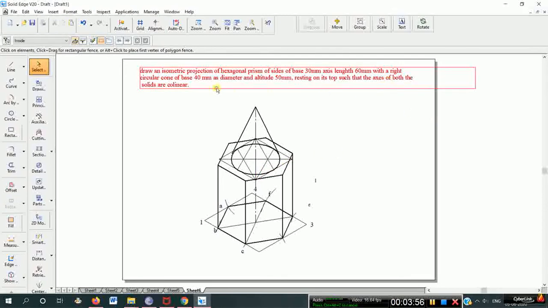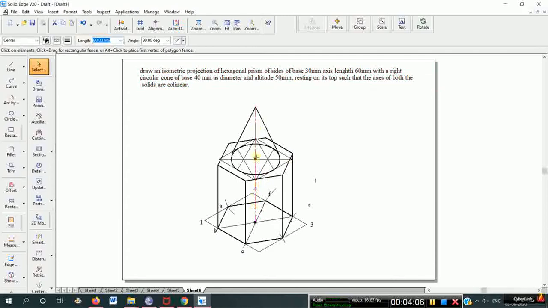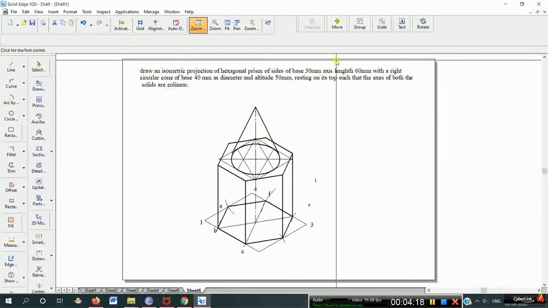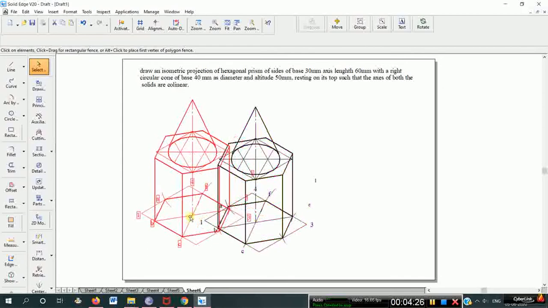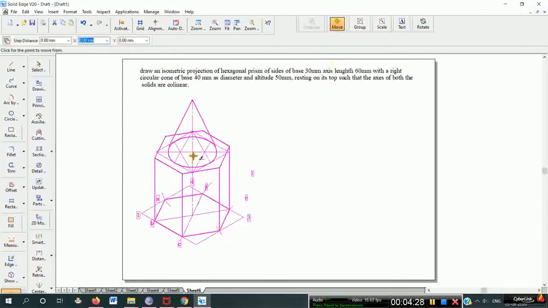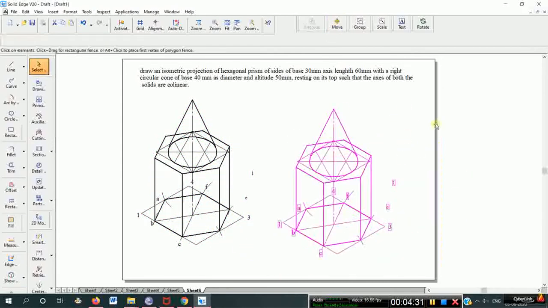Okay, so now as per the condition, the two axes, this axis and this axis, are collinear. The two solids' axes are collinear. So as per the condition, we have constructed the base as a hexagonal prism and the top as a cone. So now remove all the unwanted things and convert to ISO scale.